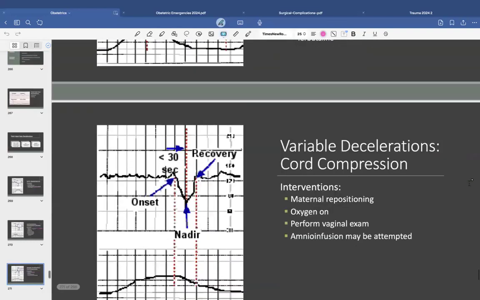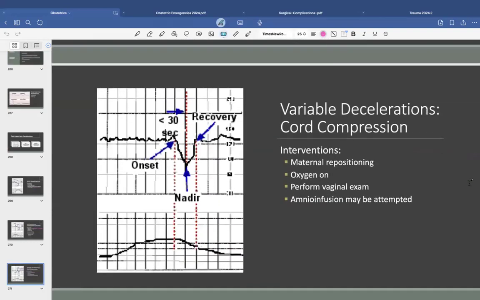So our variable deceleration, we said, is often due to cord compression. This is probably the most common type of fetal deceleration: early, late, and variable. Variable decelerations are the most common type of fetal deceleration. They typically occur during the first and second stages of labor. They vary in shape, duration, and intensity. They often resemble letters, so they look like a U, a V, or a W. That one looks like a V to me, or kind of like the U.